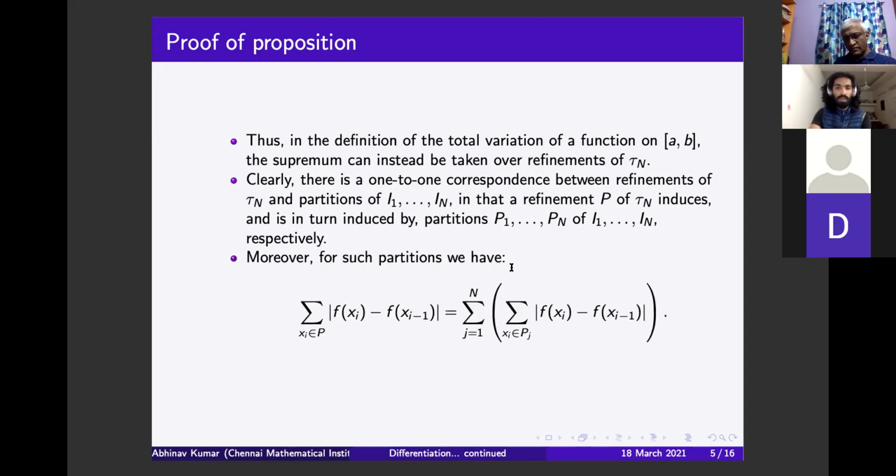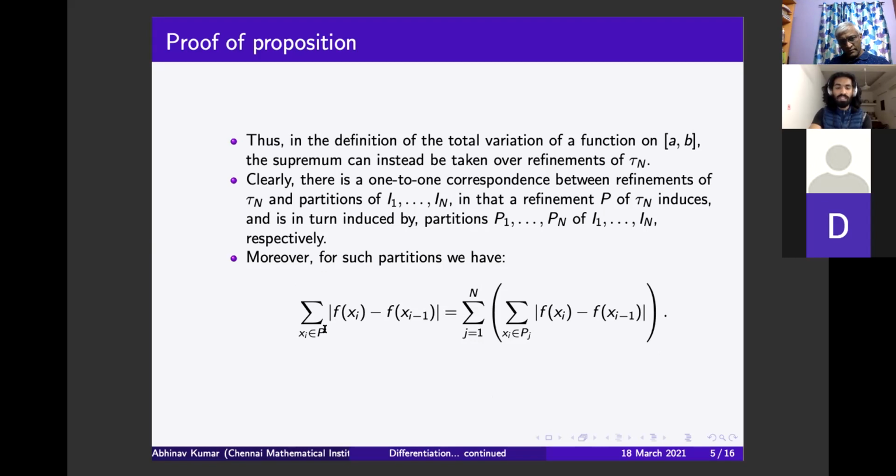And moreover, for such partitions, we have this, which is just obvious. It is immediate; there's no justification needed here at all. So now that we have this, this is basically saying that the global variation of a function over our entire domain [a, b] is going to be the sum of the individual variations.